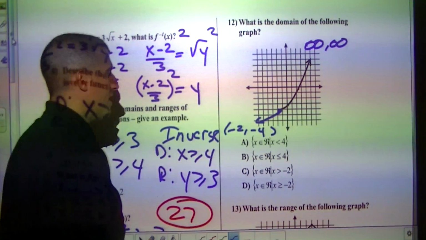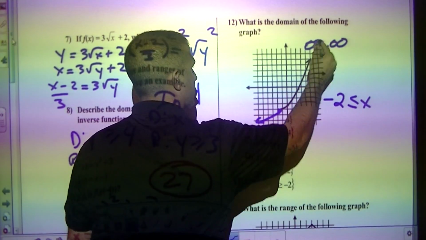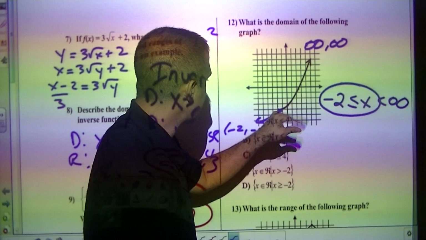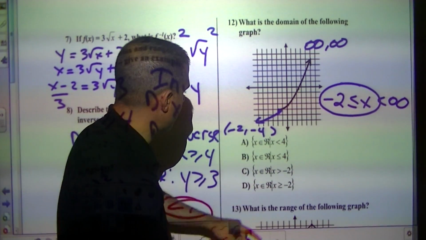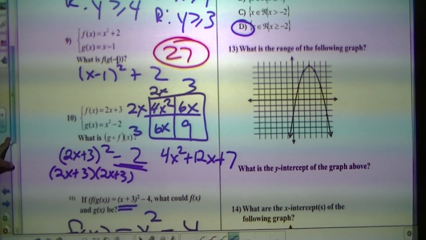So to find the domain, the smallest x value is negative 2. The biggest x value is infinity. I care about the number part, which is it's eating the x. So which one's eating the x with the line underneath it? Boom, that's D. Okay?